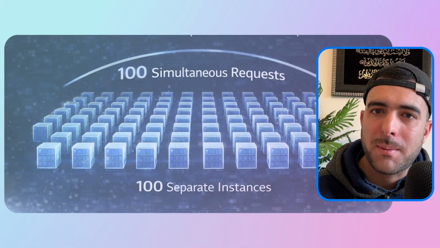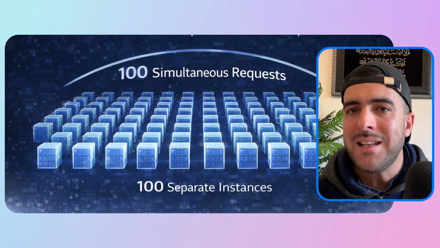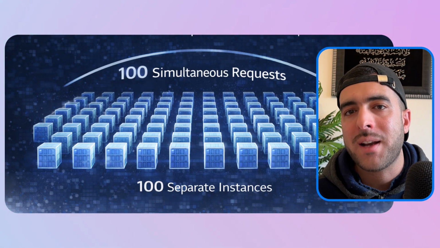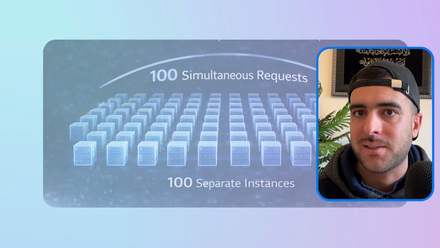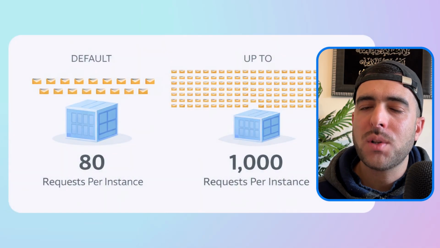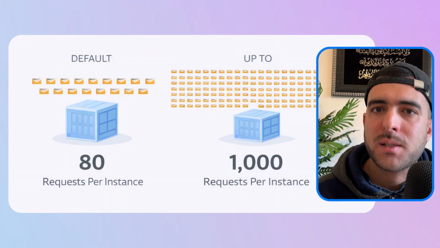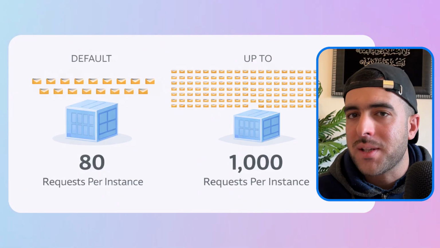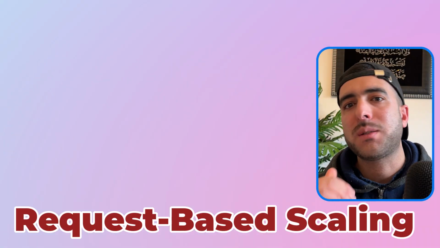Now, the most significant technical feature of Cloud Run is concurrency. In standard serverless environments, 100 simultaneous requests means 100 separate instances. But in Cloud Run, the default is 80 concurrent requests per instance, and you can level this up to 1,000. And the reason why this is a technical game changer is because of request-based scaling.